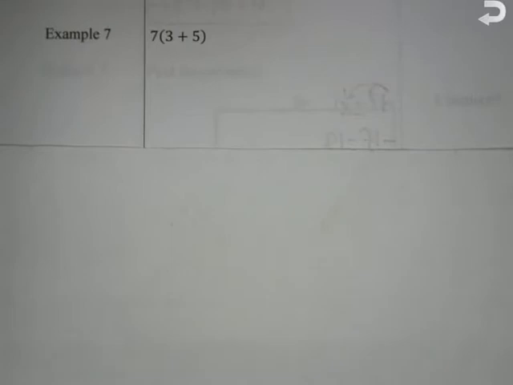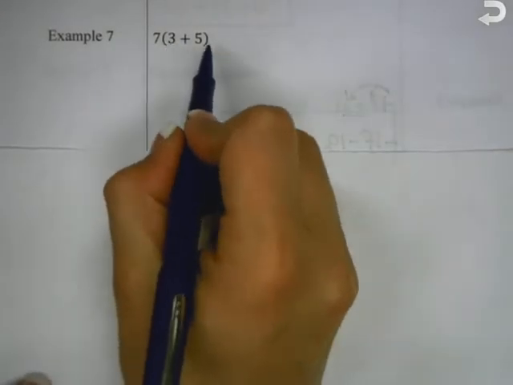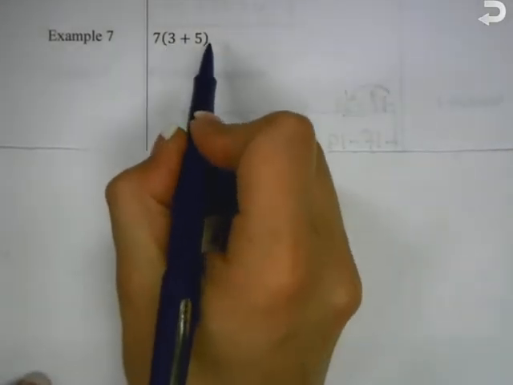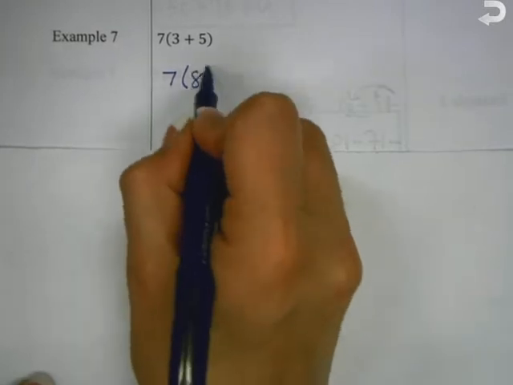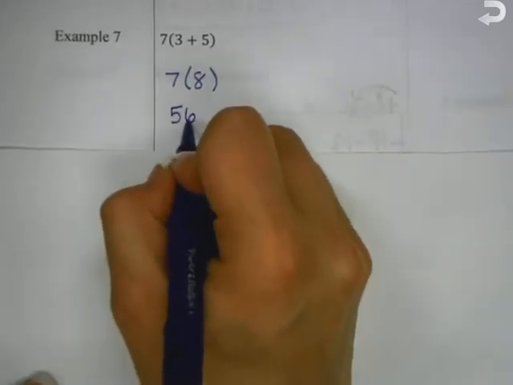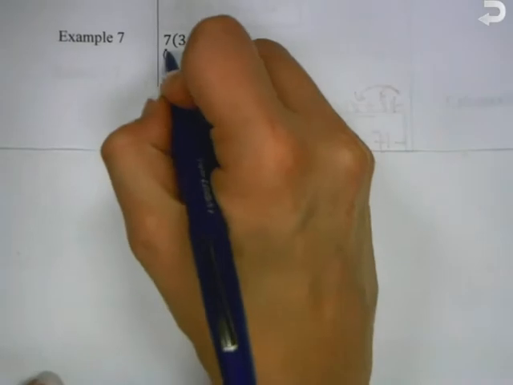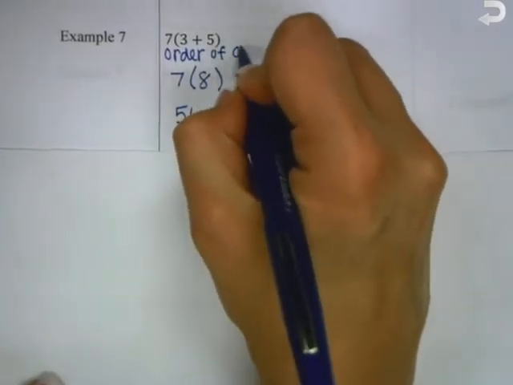In order of operations, what would you do first? The parentheses, which means we add 3 plus 5, right? So we would have 7 times 8. And what's 7 times 8? 56. So that one is order of operations. I'm just going to put ops.